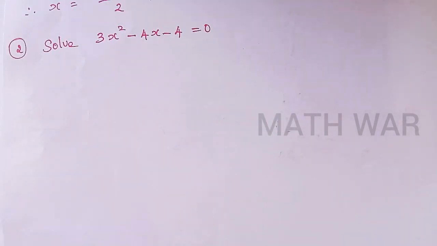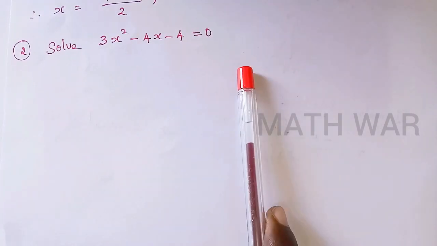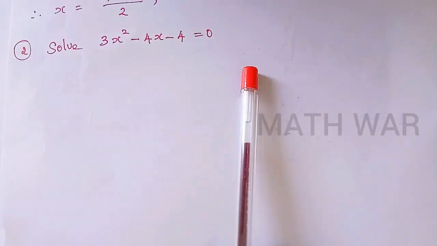Next example, 3x square minus 4x minus 4 equal to 0. This we are supposed to solve. This is a quadratic equation.